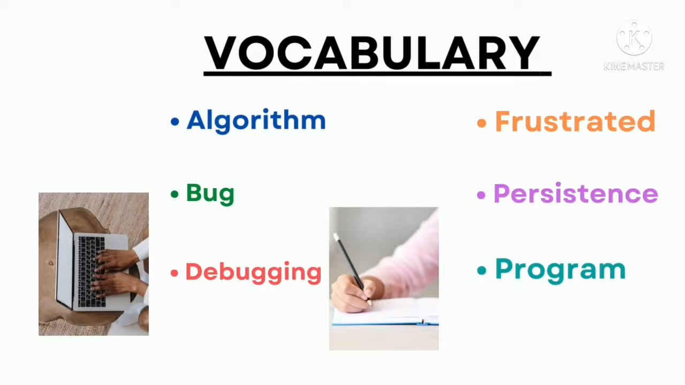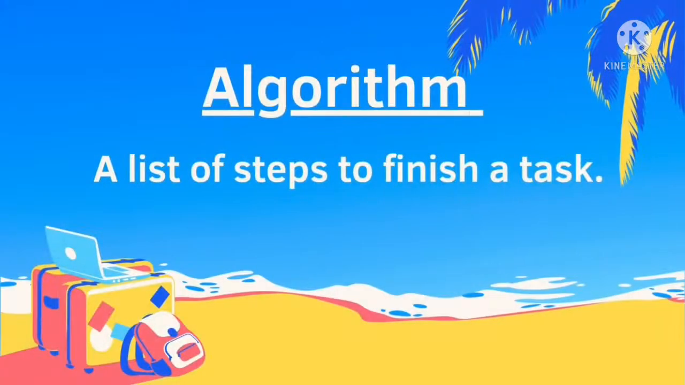algorithm, bug, debugging, frustrated, persistence, and program. So we're going to look at the meaning of these terminologies, okay? Pay attention. So the first word we are going to review is algorithm. Algorithm is a list of steps to finish a task. An algorithm is a list of rules to follow in order to solve a problem. And in computer science, algorithms must follow the right order.